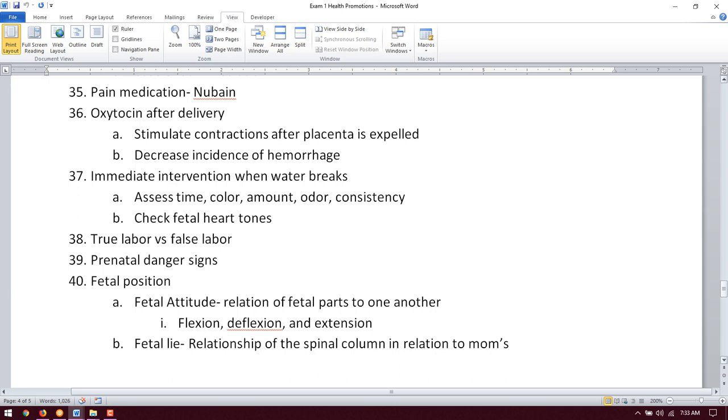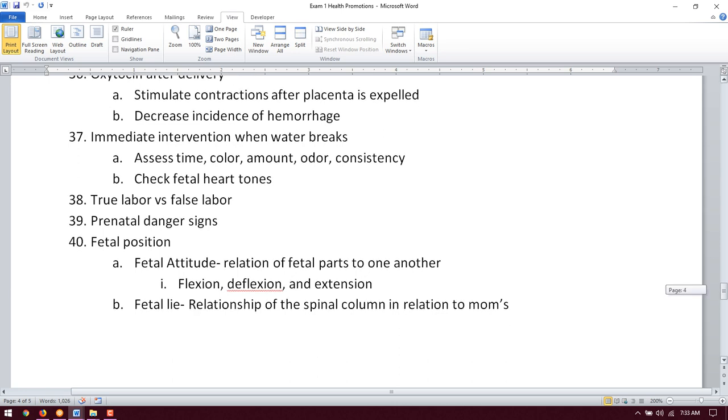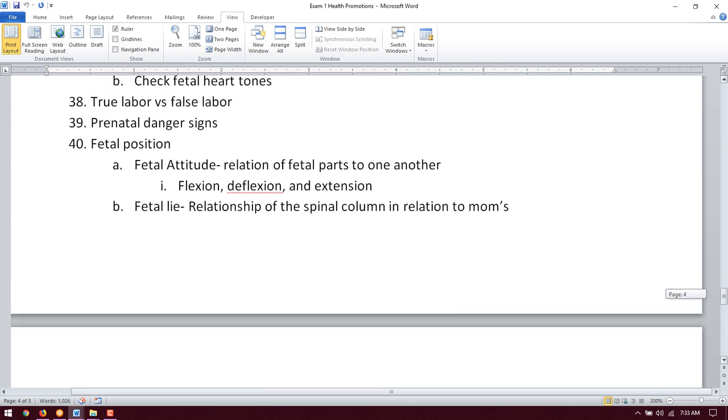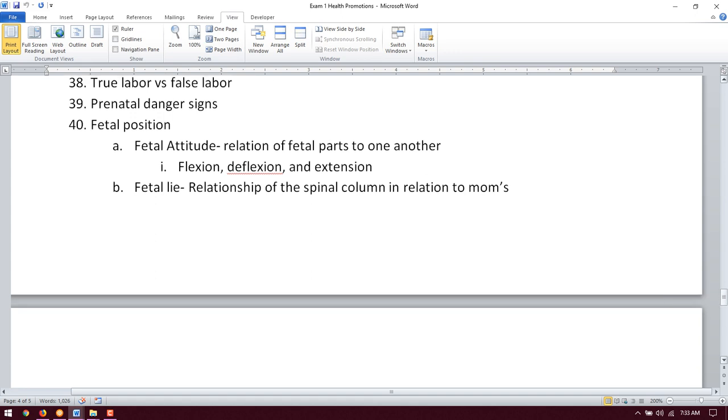Immediate interventions when the water breaks, because it may happen, whether you're checking them to see how far they're dilated. So always make sure you know what time, the color, the amount, odor, consistency. I will tell you that I did have a mom who did not have any documented STIs, and when her water broke, it was green and purulent, and I don't remember what she had, but the infection had entered into the amniotic fluid, and the baby ended up being transferred up to Gunderson.